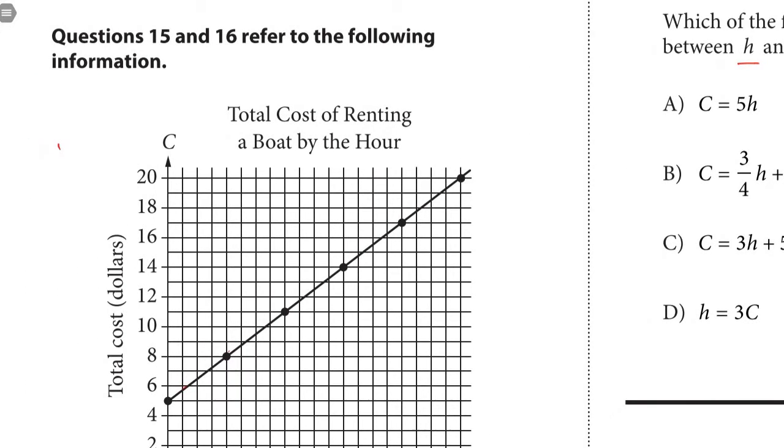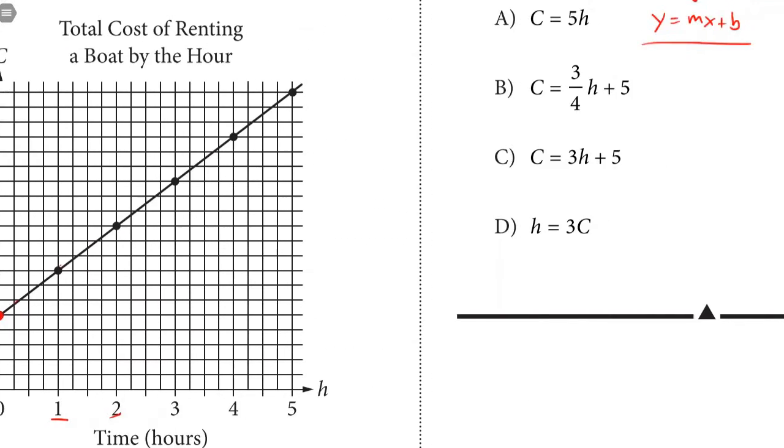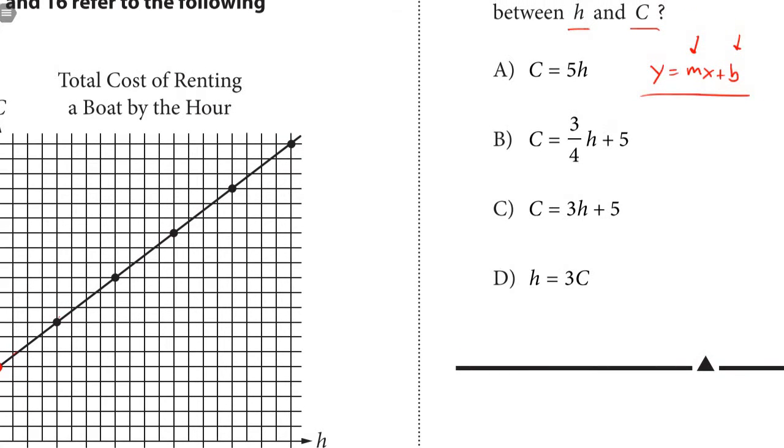So the first thing I usually like to do is look at the intercept. That is always the easiest thing. Where does it touch the y-axis? Well, it touches it right here at 5. So my answer should have a plus 5 somewhere. And I already see it's B or C. So not A, not D.